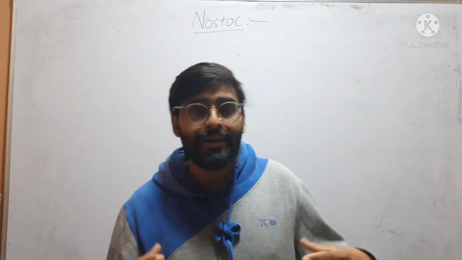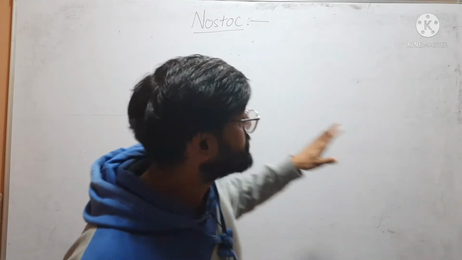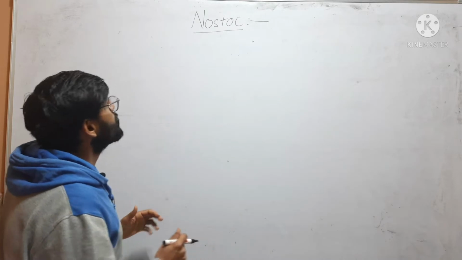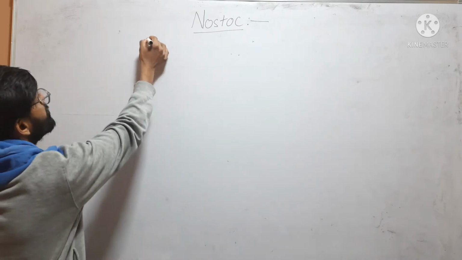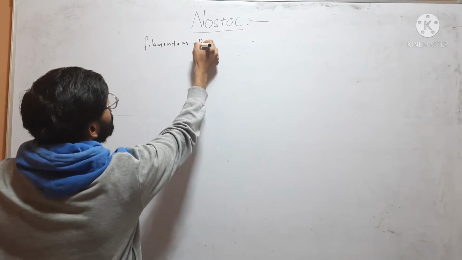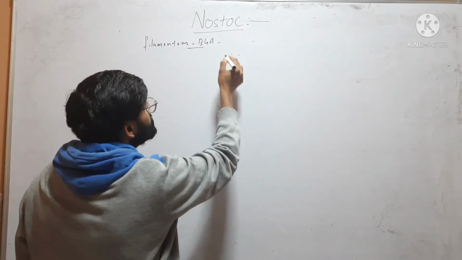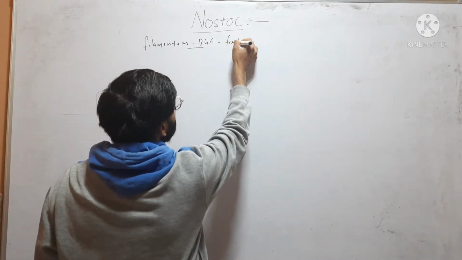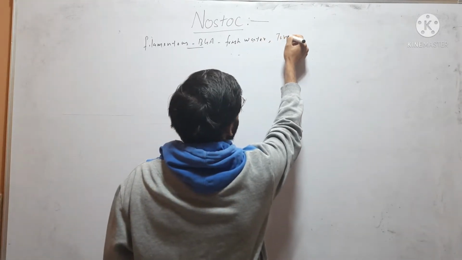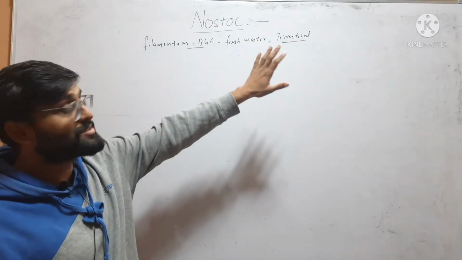In this video, we will understand Nostoc, its habit, or you can say occurrence, the structure of its colony, the structure of its filament, and reproduction in Nostoc. So, Nostoc is a filamentous blue-green algae or cyanobacteria. This filamentous cyanobacteria is found in freshwater or terrestrial conditions.